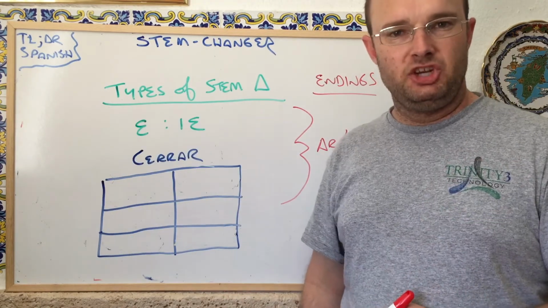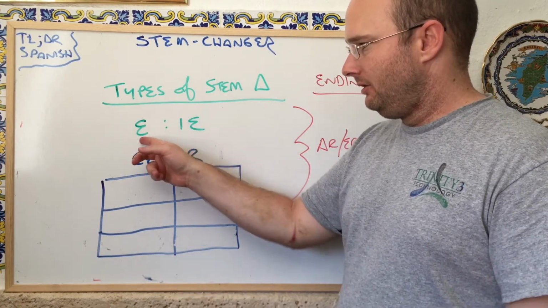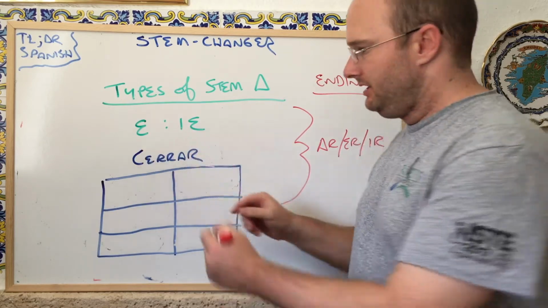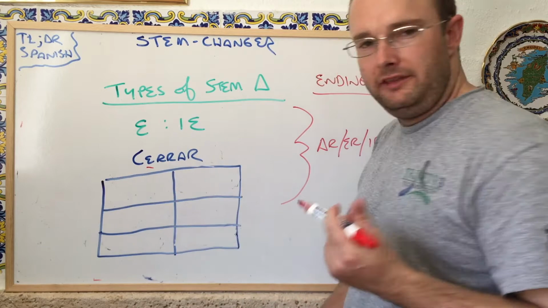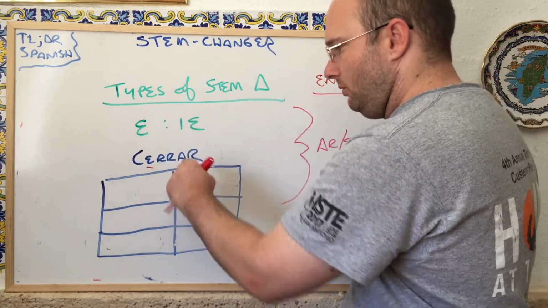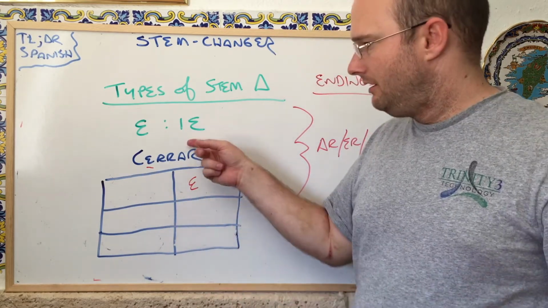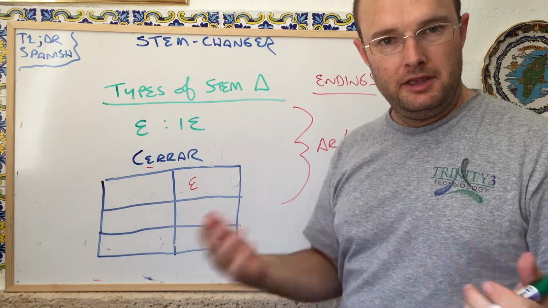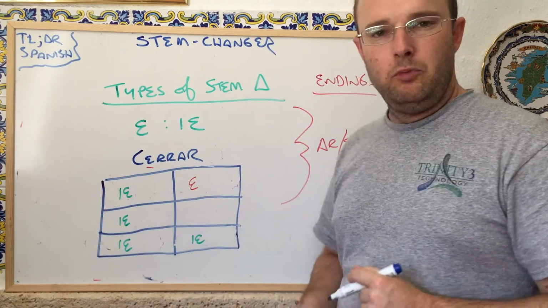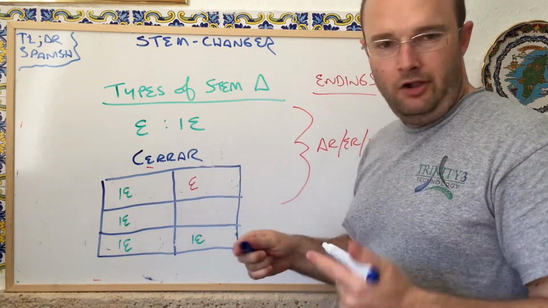Second type of stem change, E to IE. So we have the same format, a letter, 2 dots, and then 2 more letters. That E is what the vowel in the stem will look like in the infinitive, and it's also what the vowel in the stem of the nosotros form will look like. IE will be the vowel in every other form. And like before, I'm just going to fill in the verb as if it were a regular AR verb now.